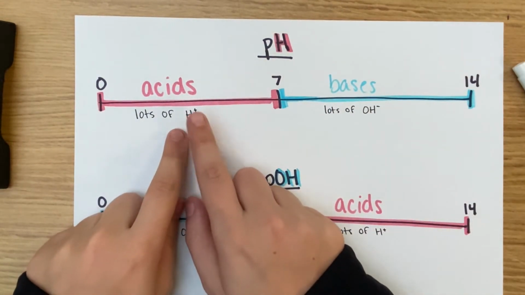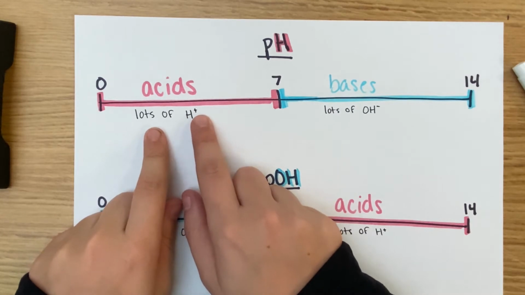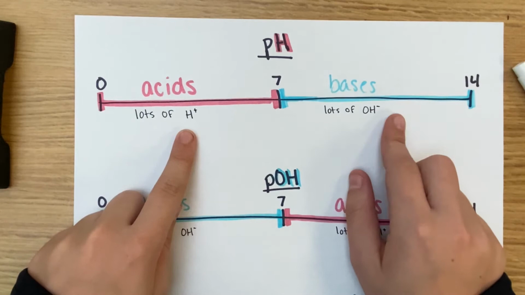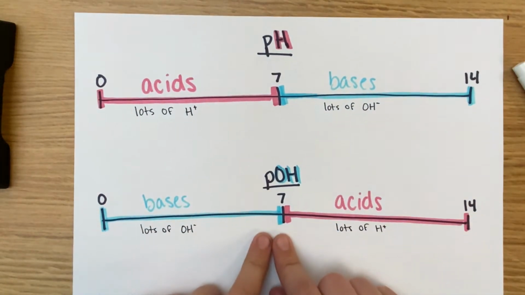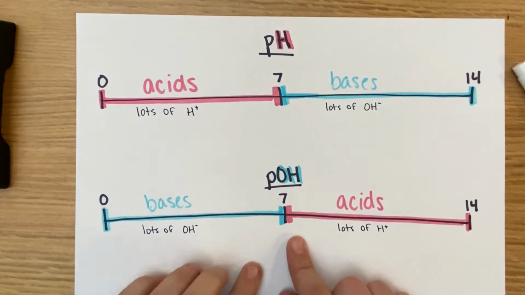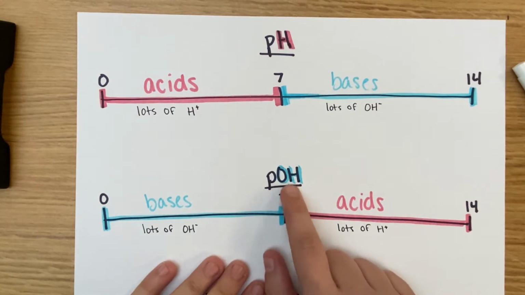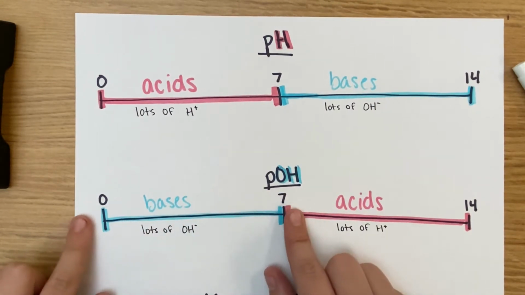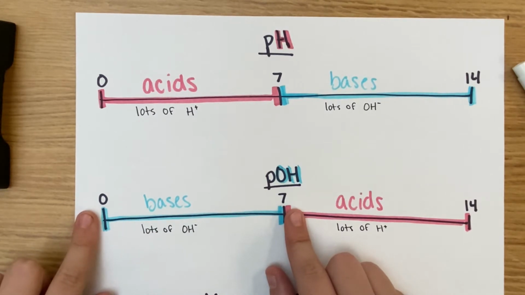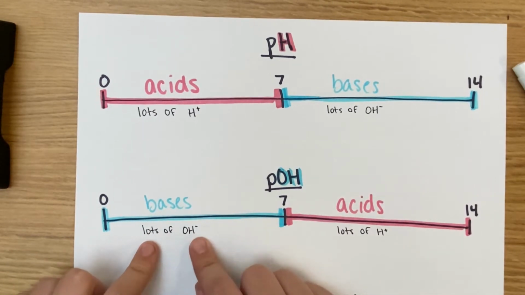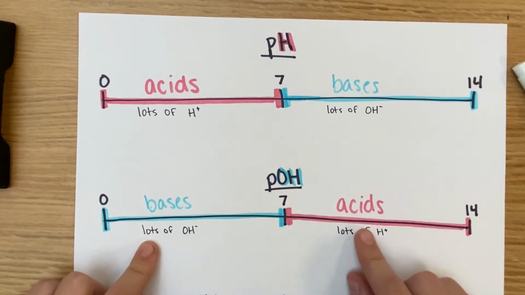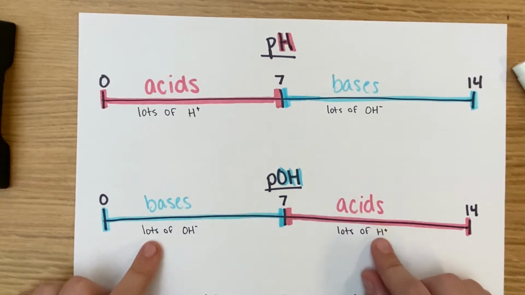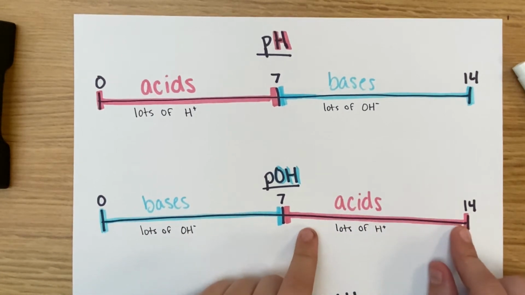So acids have a high concentration of H+, but they have a low concentration of OH-. So that's why if we look at the pOH scale, it's going to be the exact opposite of that. Since this measures the concentration of OH, that puts bases having the pOH of 0 to 7, because it's a very high concentration of OH, whereas acids don't have a lot of OH, they have a lot of H, which puts them at a higher pOH.